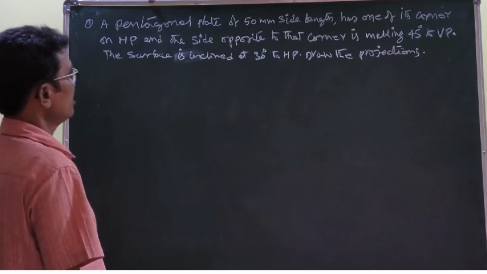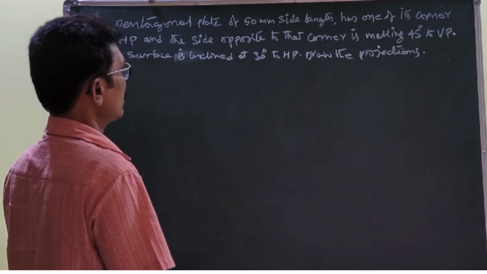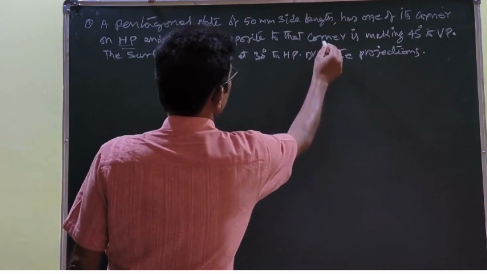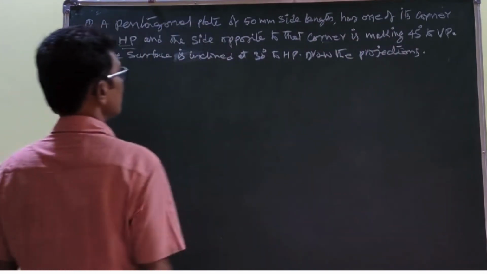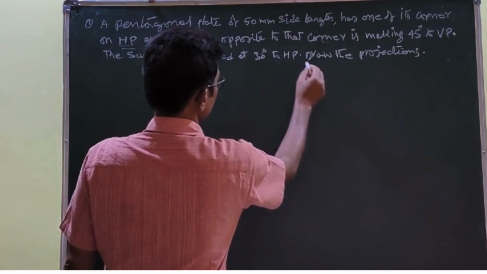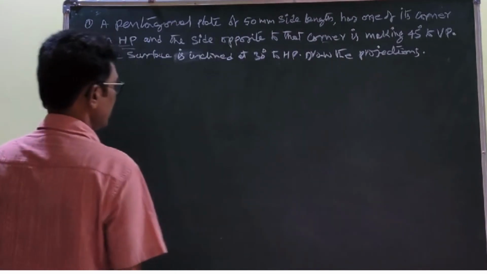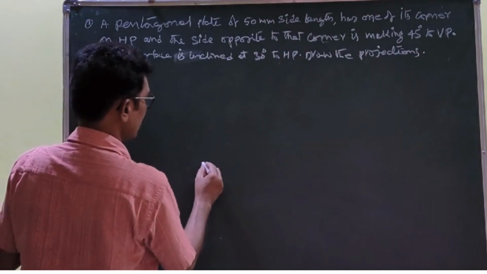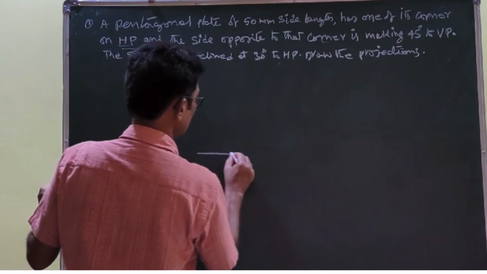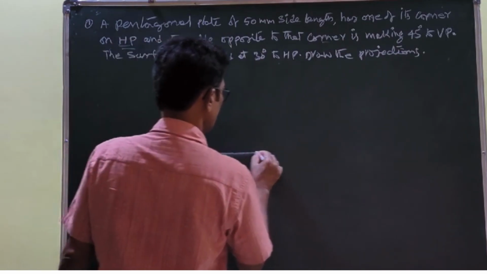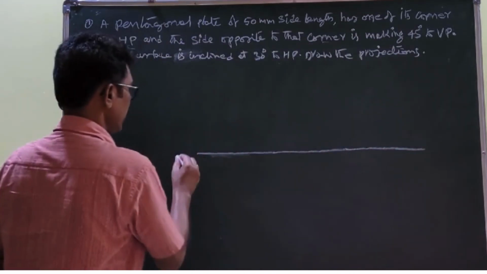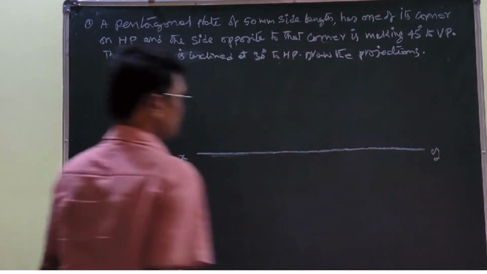A pentagonal plate 50 mm side length has one of its corners on HP and the side opposite to that corner is making 45 degrees to VP. The surface is inclined at 30 degrees to HP. Draw the projections. Okay. First we have to draw the XY reference line.